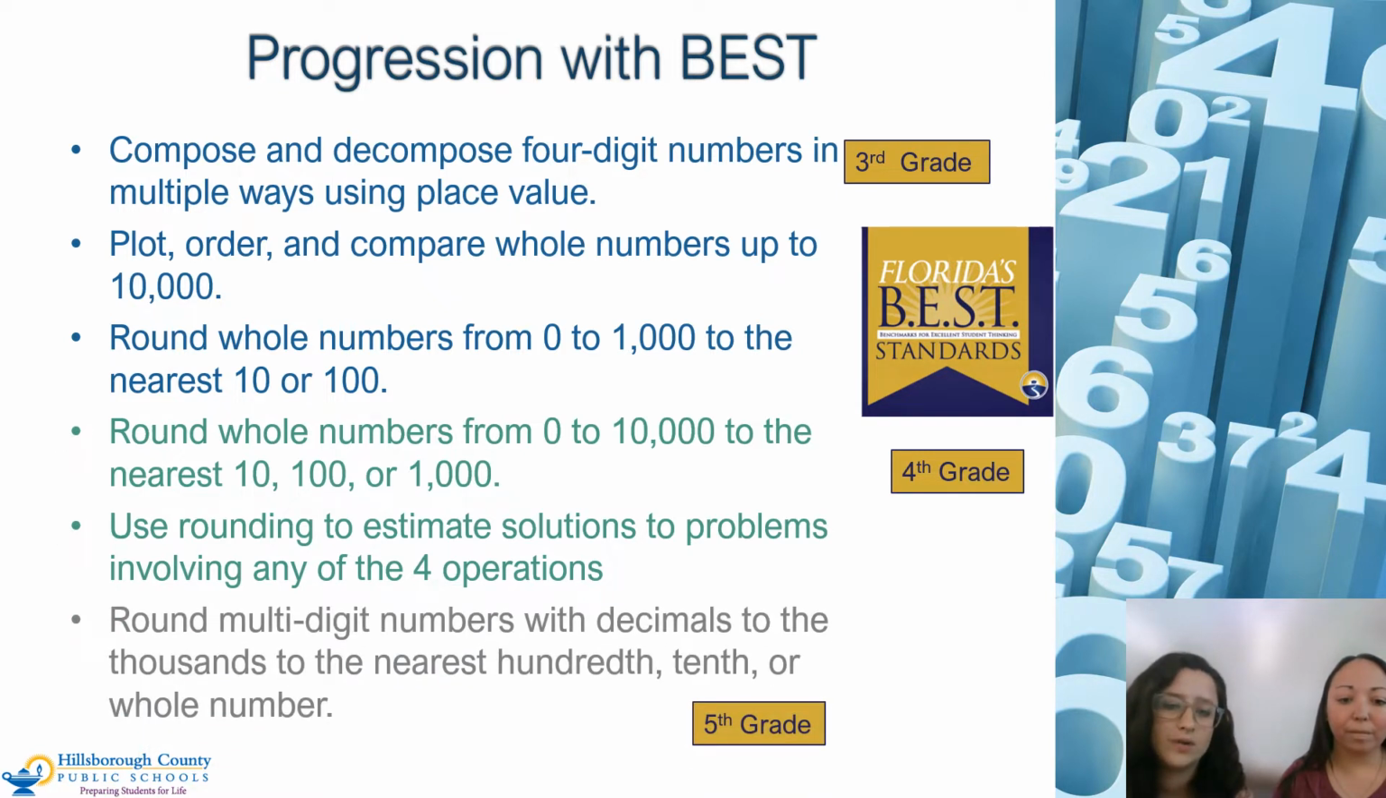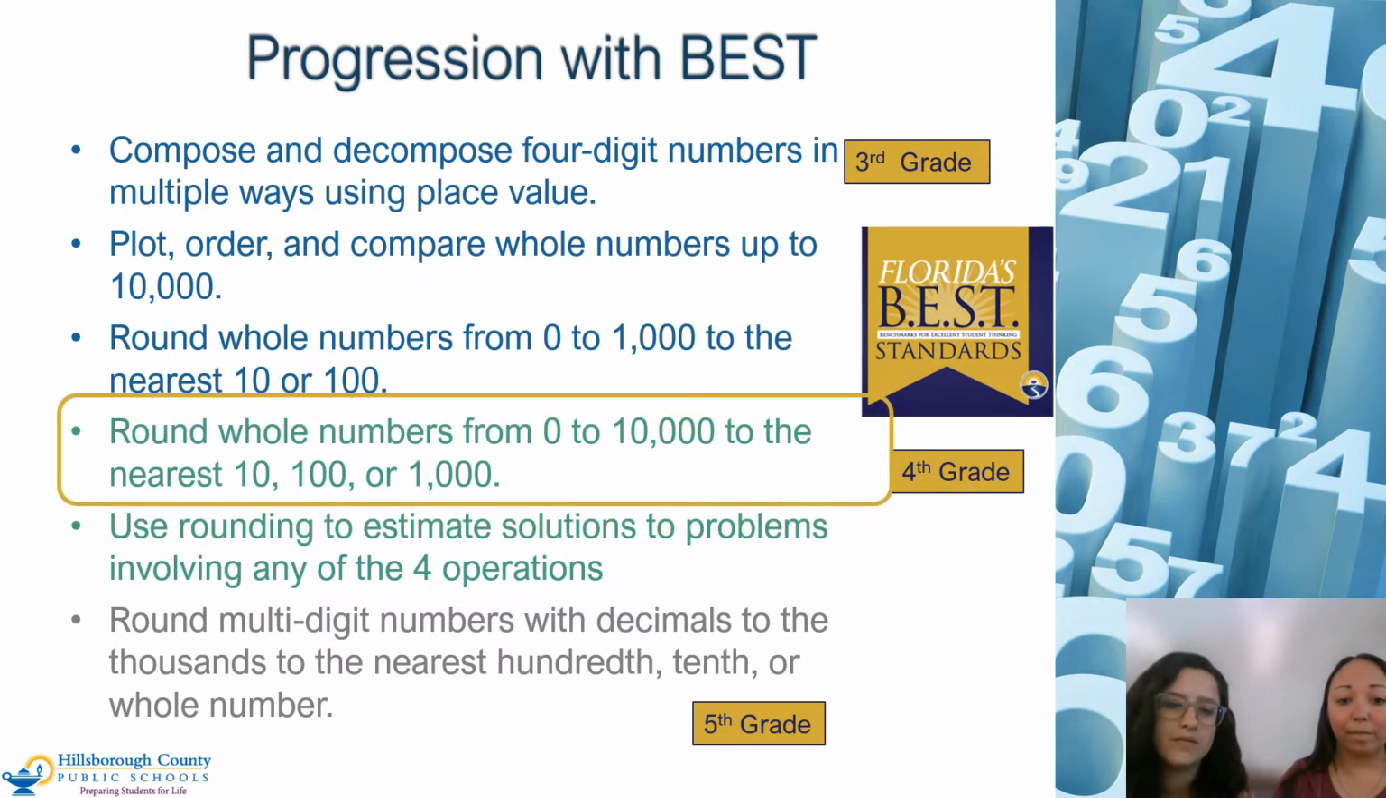As students leave 4th grade and go to 5th grade, they'll start rounding multi-digit numbers, including decimals, to the 100th, the 10th, or the whole number place. So I can kind of see the connection from each grade level, just adding on different place values each time, and then with 5th grade, adding those decimals as well. And that's exactly true. It's a lot of the same content, we're just building and expanding their understanding. So for this Dive in 5 video, we're really going to focus on rounding whole numbers from 0 to 10,000 to the nearest 10, 100, or 1,000 place.